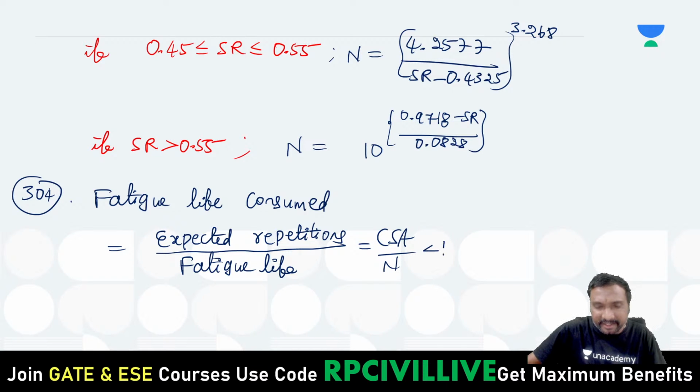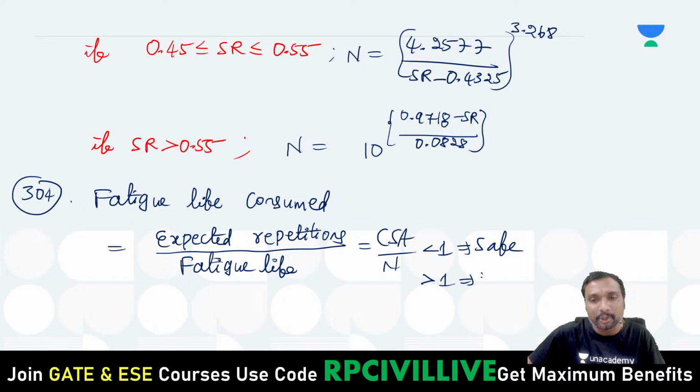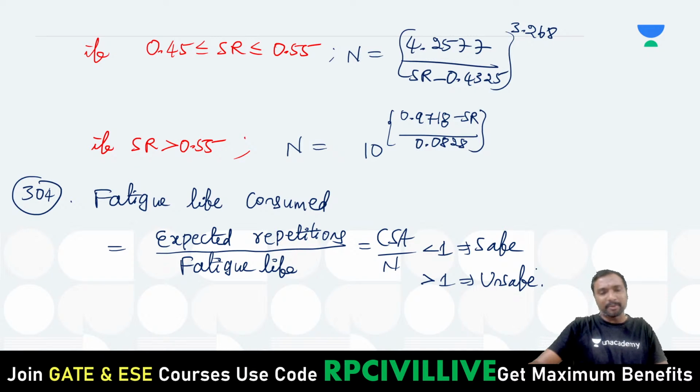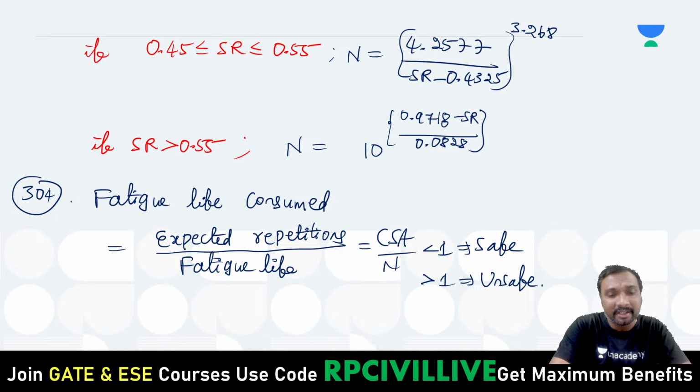If it is lesser than 1, that pavement is safe. If it is greater than 1, it is unsafe. Whenever it is unsafe, we have to change the thickness. Pavement is unsafe means we have to go for the next trial and check the thickness of this pavement. Is that clear everyone?